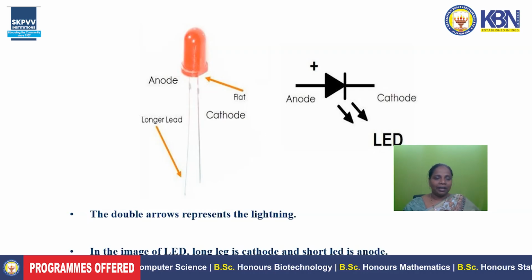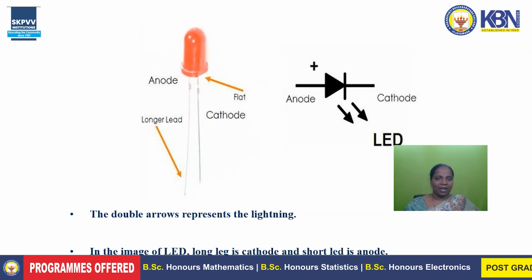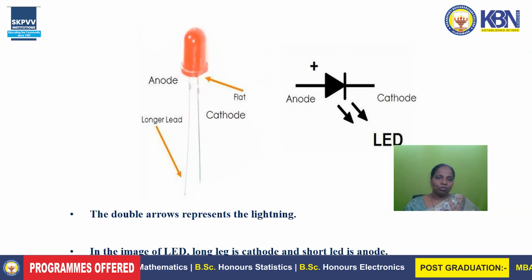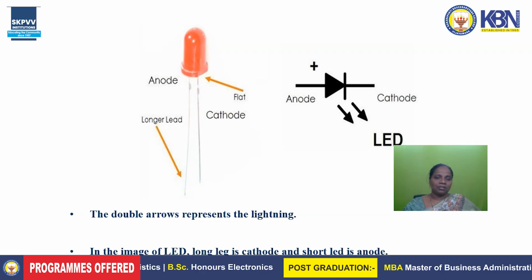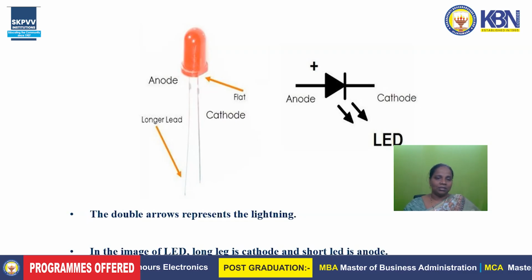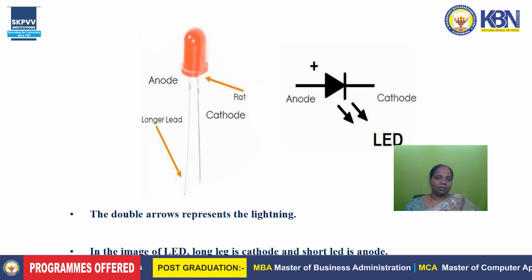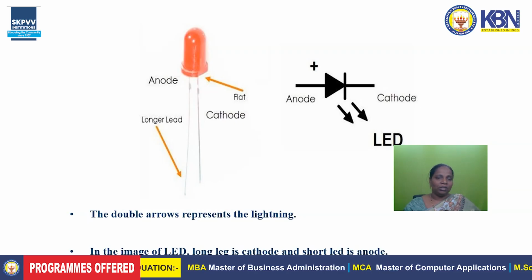The second image is the normal LED we see nowadays. We have seen it in the laboratories also. It contains two terminals, one with the longer length and another with the shorter length. The longer terminal is the anode terminal and the shorter one is the cathode terminal.